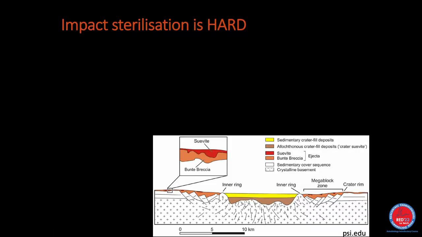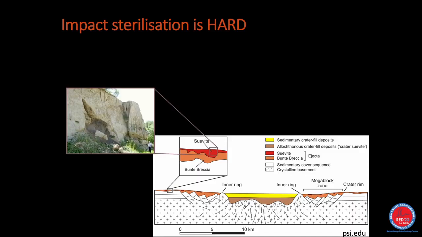saved us. But even with this size of asteroid impact, it's very unlikely that we would have a full impact sterilization. Unless the entire planetary surface is remelted, or a large part of it, it's really hard to kill everything. Again, I'm not talking about us, I'm talking about microbes surviving. Sorry, we would be doomed. Why is impact sterilization so hard?